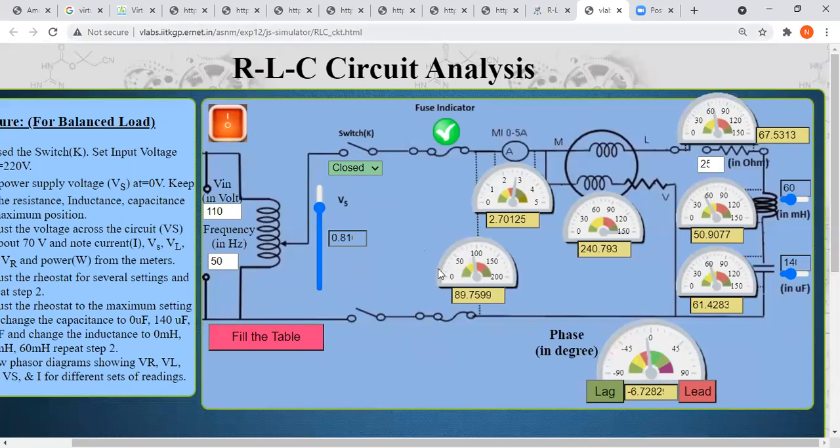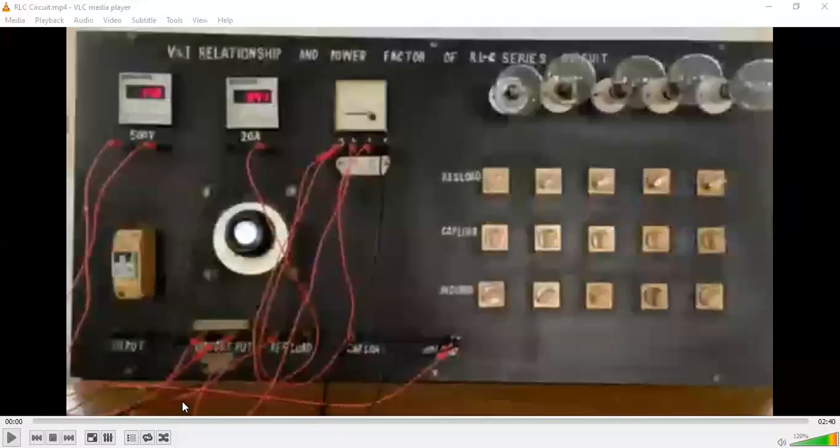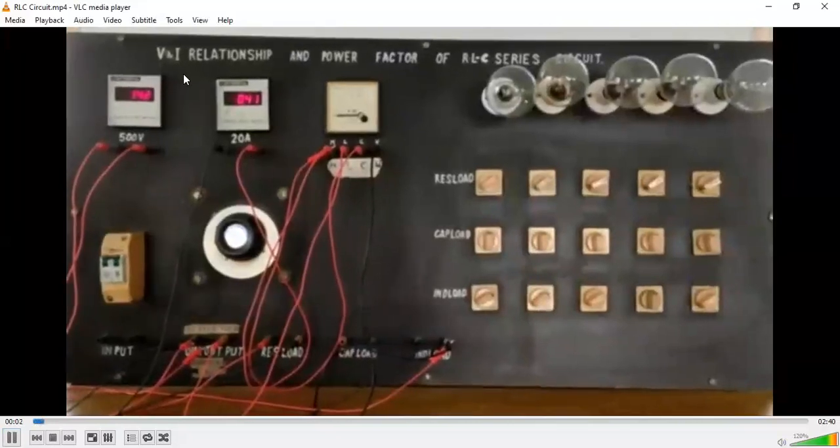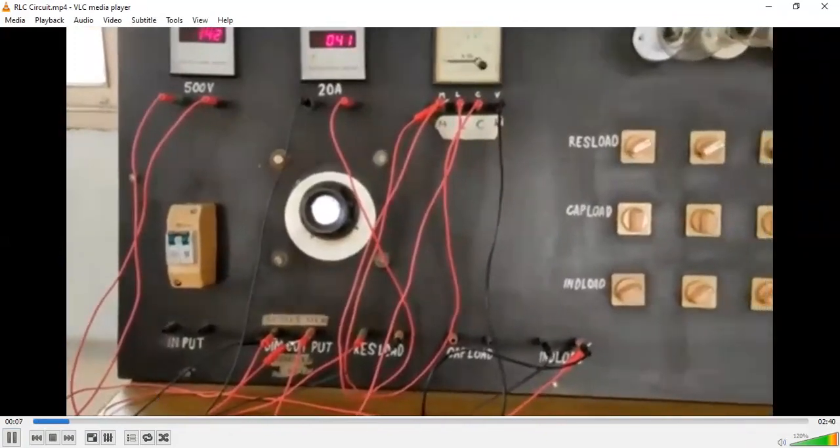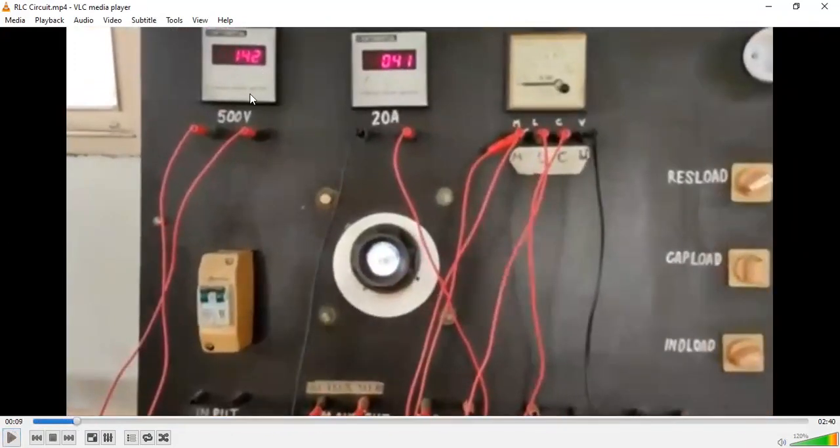And now let's see the experiment on the panel performed in the laboratory. Now see the same experiment performed in the laboratory. So this is the panel for the VI relationship and power factor for the RLC calculations, and you can see here, this one is the voltmeter, this one is the ammeter, and this one is the scale for the wattmeter. Here you can see the different letters written: M, L, C, and V. As we have also seen in the circuit diagram.